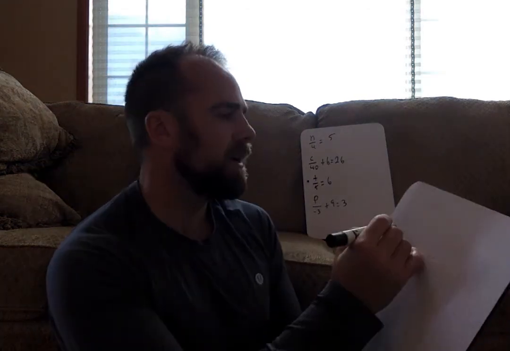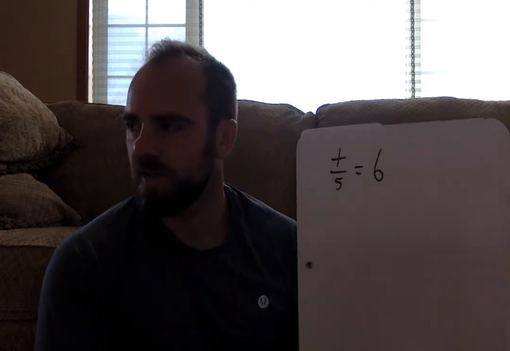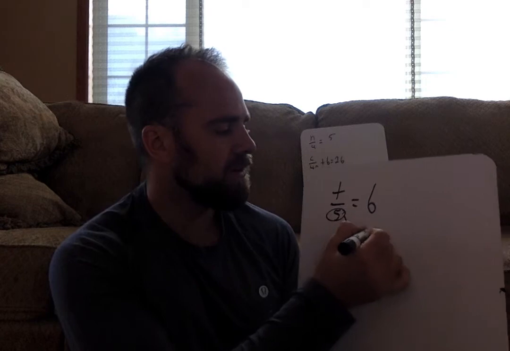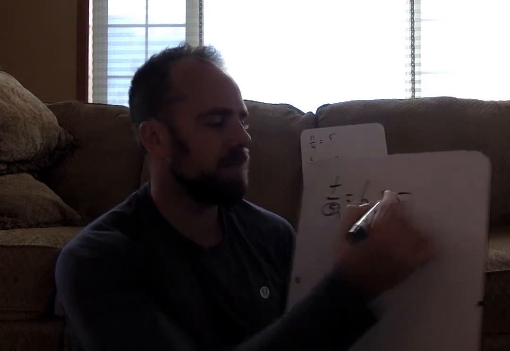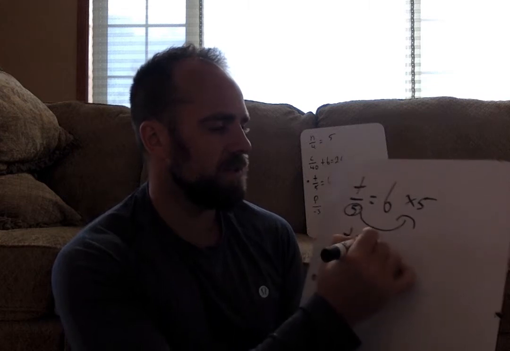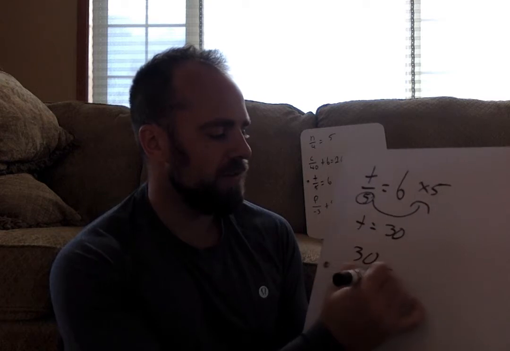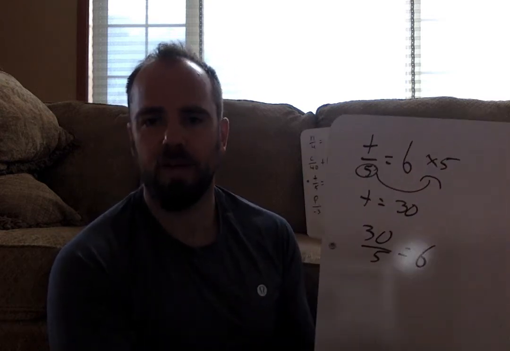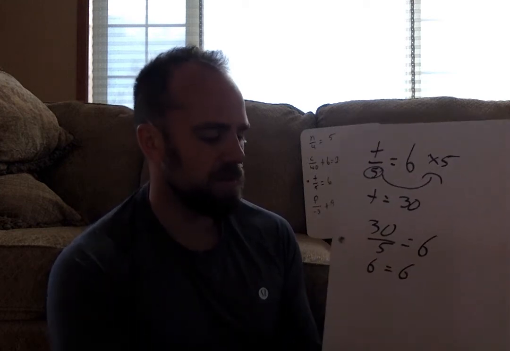The next one, I have t over 5 equals 6. This is kind of an easier one compared to the last one. I want to get t by itself. So I'm going to take the 5, bring it to the other side, and do the opposite operation. So it becomes times 5. So I have t equals 30. Let's check. 30 over 5 equals 6. How many times can 5 go into 30? 5 times 6 equals 30. So I'm going to get 6 equals 6.